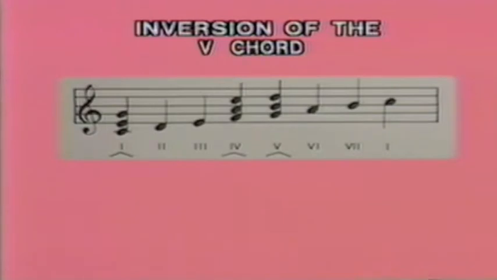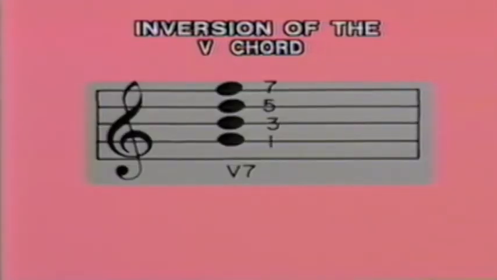Now let's look at the dominant or 5 chord. If I built a triad on the 5th tone of C, which is G, I have G, B, D. Now I'm going to add one more note to this triad and make it a 7 chord. 7 tones up from the root, G, is F.